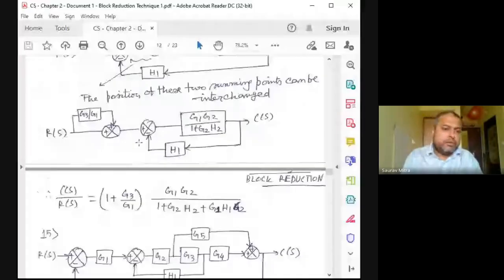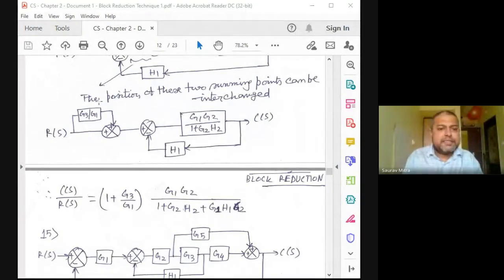So all the forward paths are having a rightward arrow. Please connect that. What you'll be finding is 1 plus g3 by g1. This is the first path. And then finally, this path is actually a negative feedback path. If you solve it, it is g1 g2 divided by 1 plus g2 h2 plus g1 g2 h1. So the whole thing here is the answer.